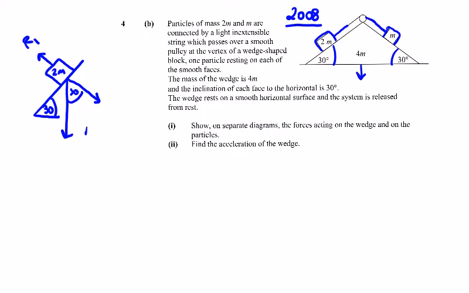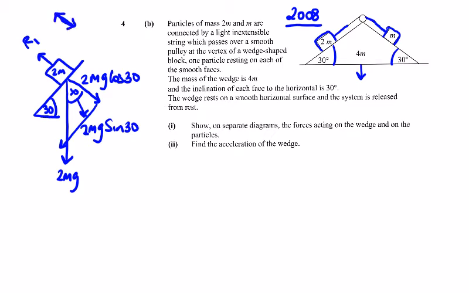So just make this one a bit longer. 2mg. And then this direction we have 2mg. It's opposite 30, sine 30. And here we have 2mg cos 30. We can see the forces are going in this direction and this direction. We're looking for acceleration here, so the 2m is going to go down, and this guy is going to go up, and this guy is going to move in this direction. The wedge, because the 2m is heavier, so we call this the direction of acceleration. We call it A.